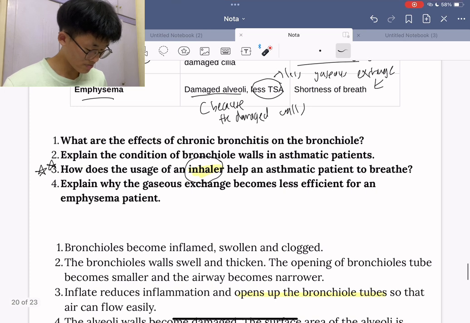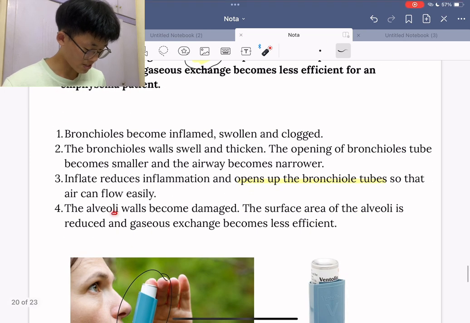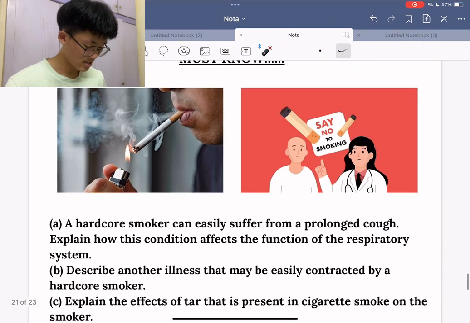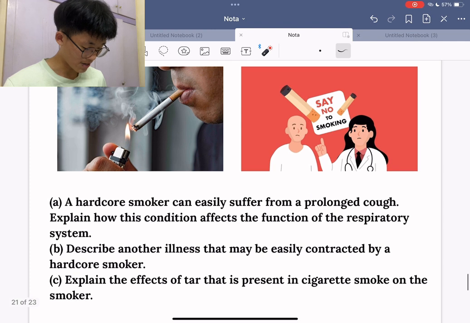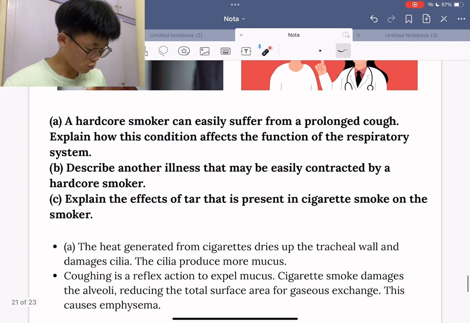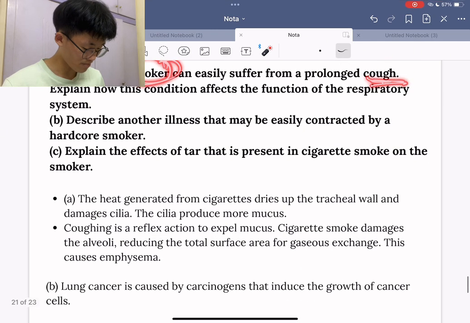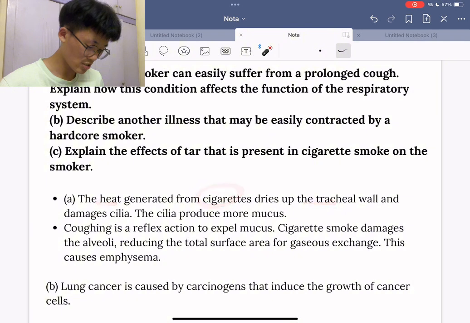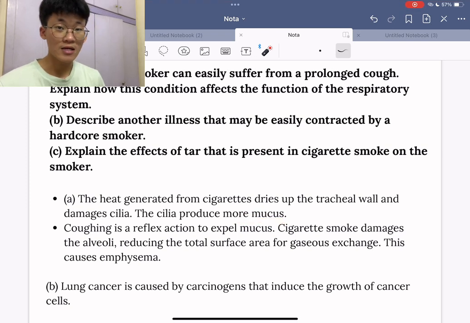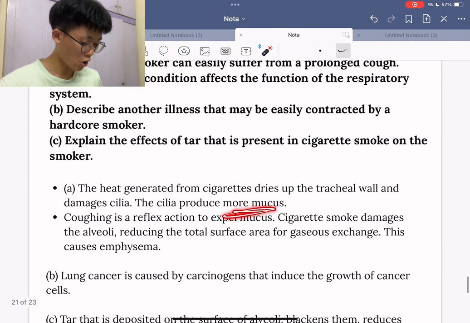Yeah. And then emphysema, because of what? Because the alveoli were damaged, surface area reduced, gaseous exchange less. Yes, and this one is a must know. Like for the smoker, why do you see smokers always cough? Why do smokers always cough? Because they produce more mucus. Because the heat generated from the cigarettes dries up and damages the cilia. When my cilia are damaged, it produces more mucus. Easy. If you smoke, it produces more mucus.